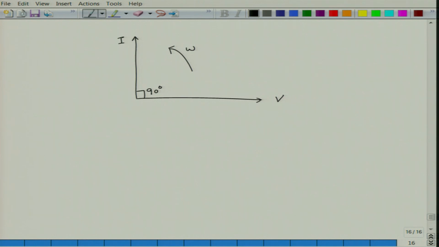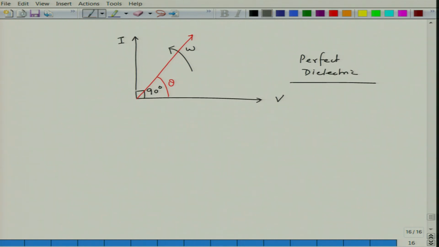This is a simple current-voltage relationship for a perfect dielectric, where the current leads the voltage by 90 degrees. As long as the current is at a 90 degree angle to the voltage, it is a perfect dielectric. In reality, the current does not lead the voltage by 90 degrees; it leads the voltage by an angle theta.